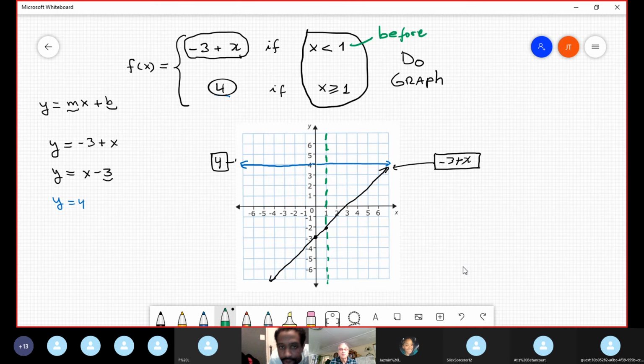So we travel before, let me use rainbow color for the final answer. We travel on the line here because this is the equation for the line. And after 1, we travel for the 4, which is the horizontal line, like that.